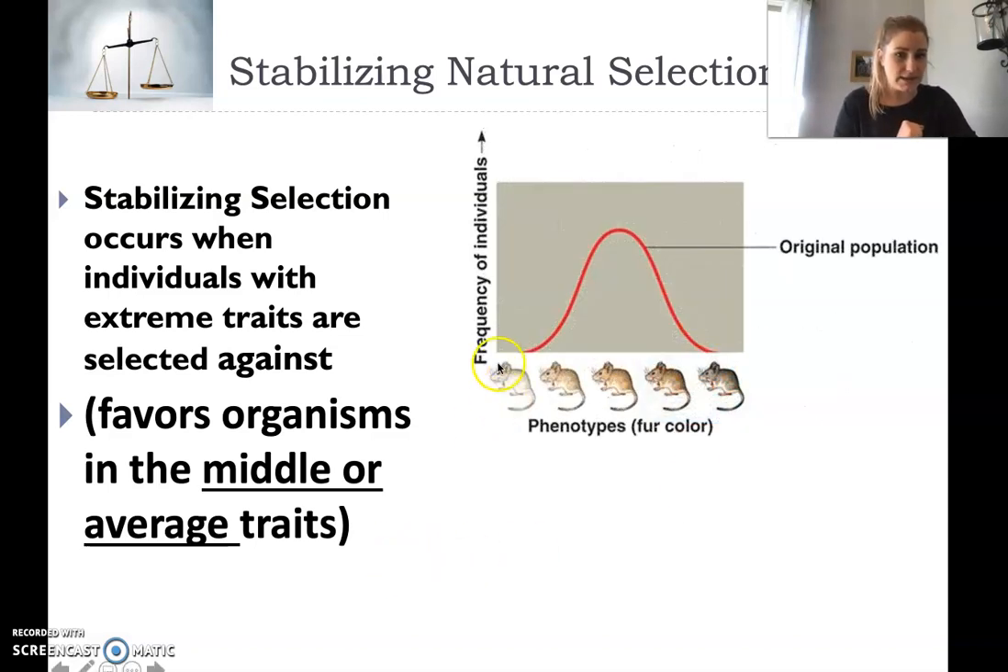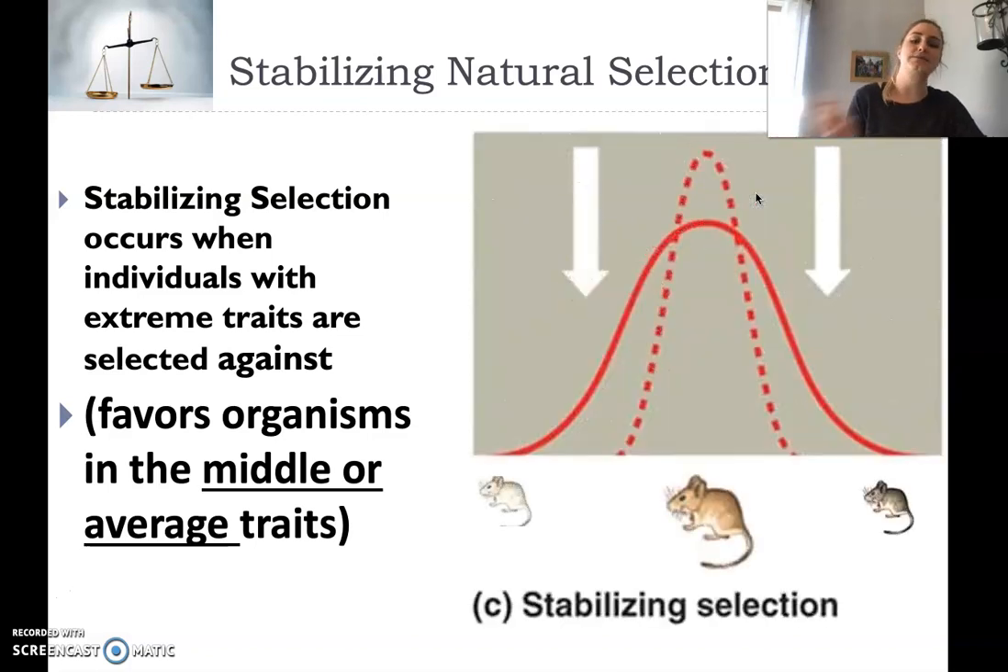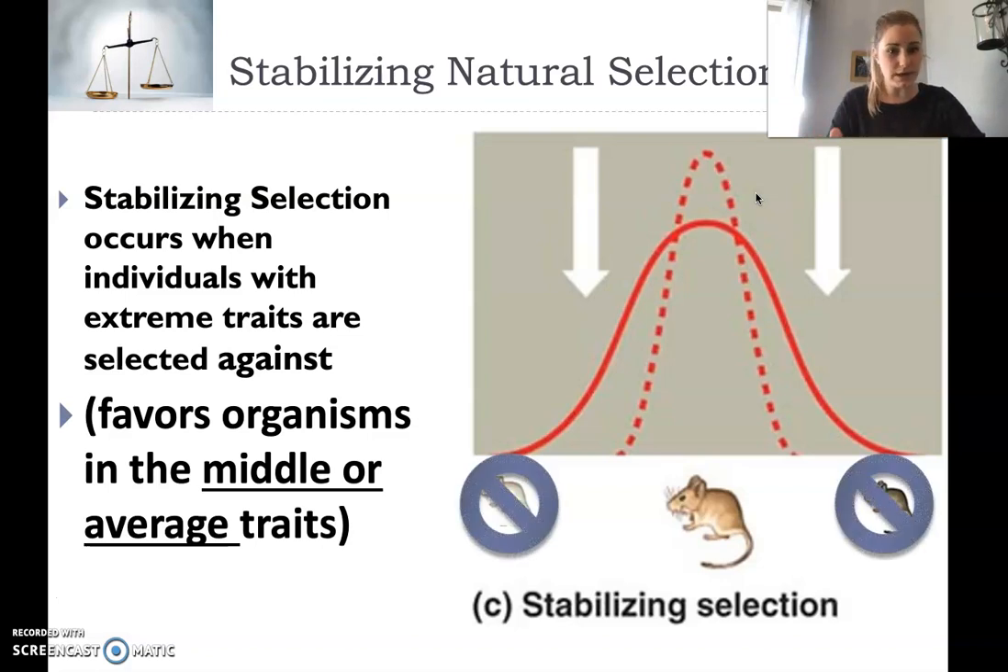Once again, we have our nice little bell curve. We're starting out with very few light mice, very few dark mice, a ton of tan mice. And over time, if they are living in a sandy area with a lot of tan soil, we would expect the light and the dark mice to be eaten and the tan mice doing better survival-wise. So in stabilizing selection, both extremes are eaten, and the population is going to increase for the intermediate or average traits.